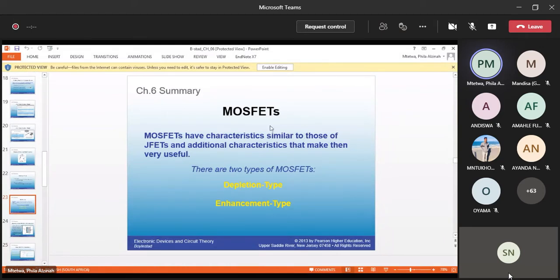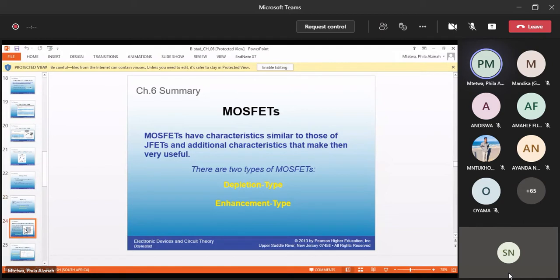I said there are 2 main categories of field effect transistors. You have a JFET, which is split into 2, and can either be an N channel or a P channel JFET. And then we have MOSFETs, and we have two different types of MOSFETs. They have characteristics similar to those of a JFET and additional characteristics that make them very useful. These types are your depletion type MOSFET and your enhancement mode MOSFET.